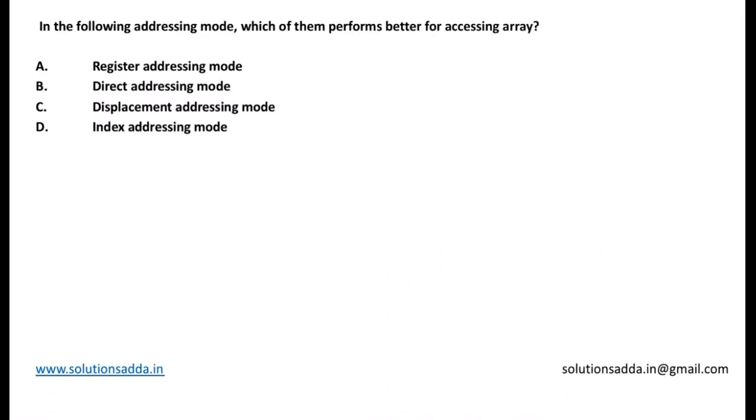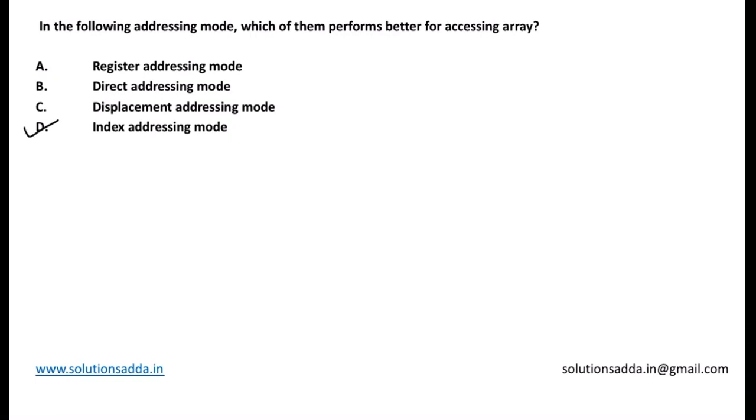This is a question from computer architecture. In the following addressing modes, which of them performs better for accessing an array? Register addressing mode, direct addressing mode, displacement addressing mode, or the index addressing mode? The correct option for this question is option D, index addressing mode.